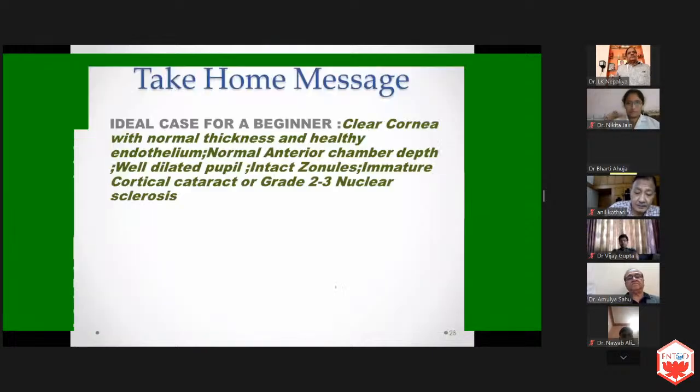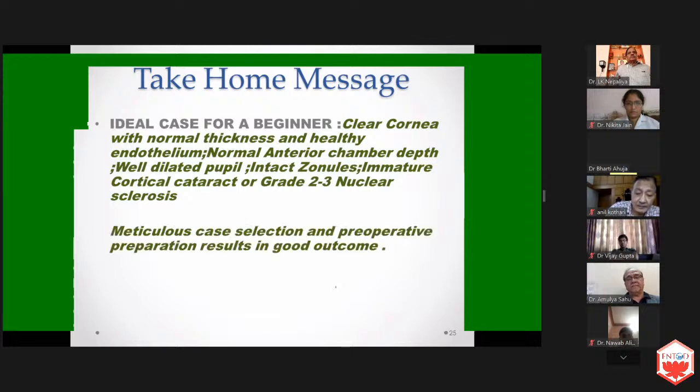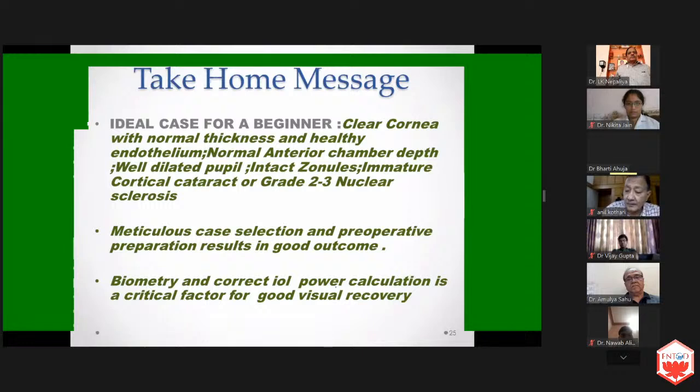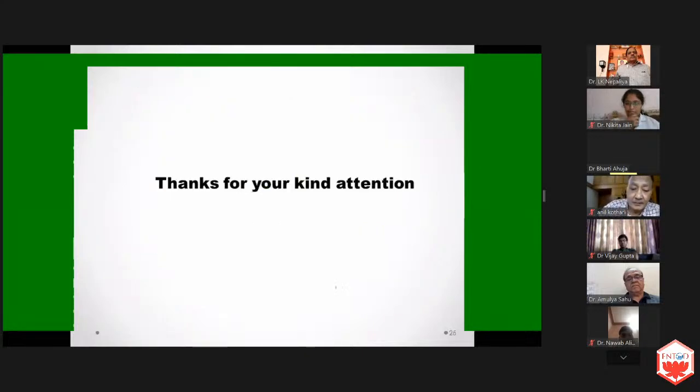Take-home messages: the ideal case for a beginner will be a clear cornea with normal thickness, healthy endothelium, normal anterior chamber depth, well dilated pupil, intact zonules, immature cortical cataract, or grade 2 to 3 nuclear sclerosis. Meticulous case selection and preoperative preparation result in a good outcome. Biometry and correct IOL power calculation is a critical factor for good visual recovery. Thanks for your kind attention.